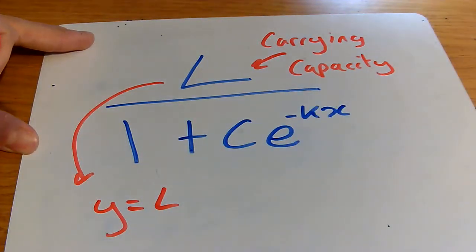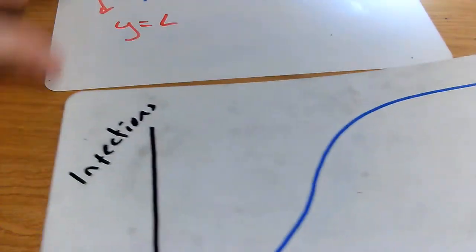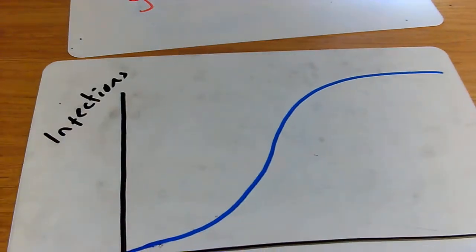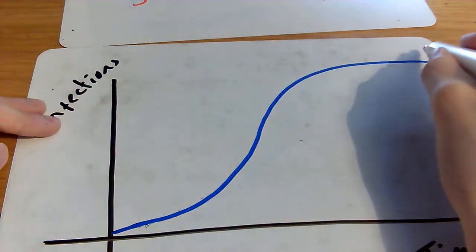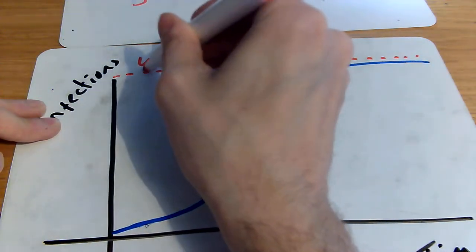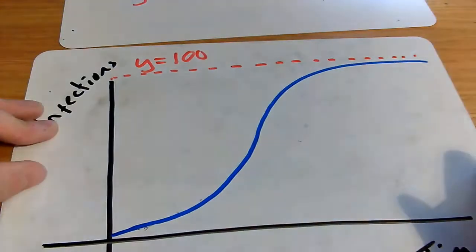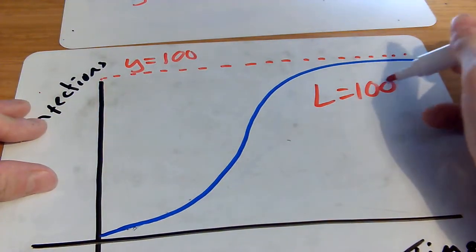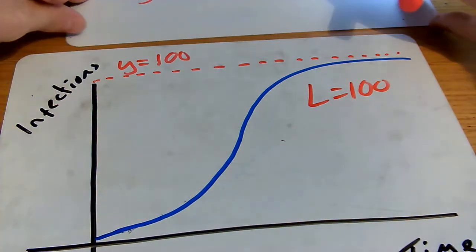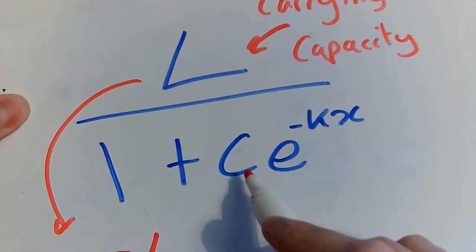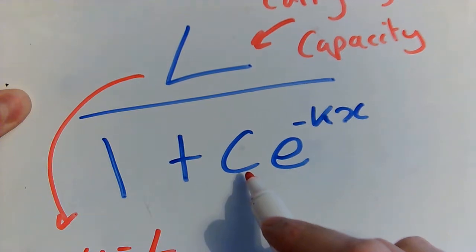So if we go back to our graph here, let's say that the graph I drew here, let's say the value up here on the Y-axis is 100. That means that our equation would have L equals 100. Now there's a couple of other parameters as well that we need to think about. There's the K here, that's a very important one, that affects the shape of the graph, and also this C will affect the shape of the graph.